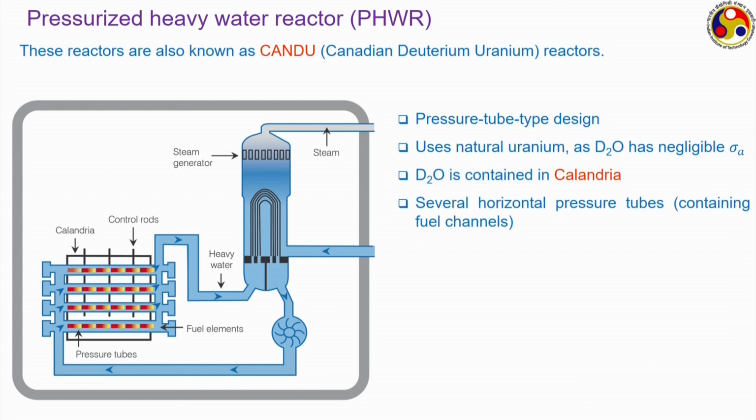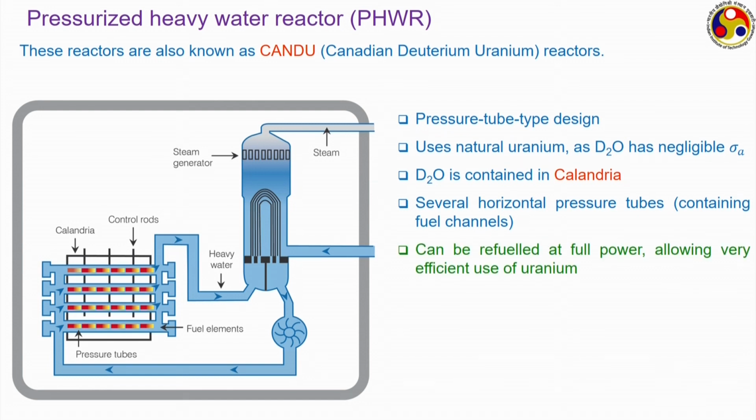So, the D2O is stored in the calandria, and several horizontal pressure tubes containing the fuel channels are also immersed into that. They are also quite similar to this RBMK group of reactors, they can also be refueled at full power, allowing very efficient use of uranium. And that is why the CANDU group of reactors or the PHWR has become very popular, particularly in India. Apart from the initial PWRs, almost all Indian nuclear power stations employ PHWR kind of nuclear reactor.